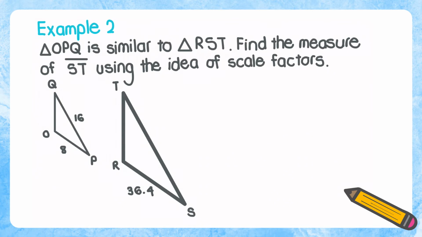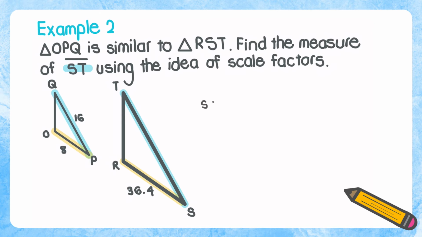Let's look at another example here. Triangle OPQ is similar to triangle RST. Here, we're going to find the measure of side ST using the idea of scale factors. Again, please make sure you're drawing the triangles out in your notes as well. So we're going to find the length of side ST. That's this side right here. And we have the corresponding side in the smaller triangle, the side PQ. We also have another pair of corresponding sides right here, side RS and side OP.